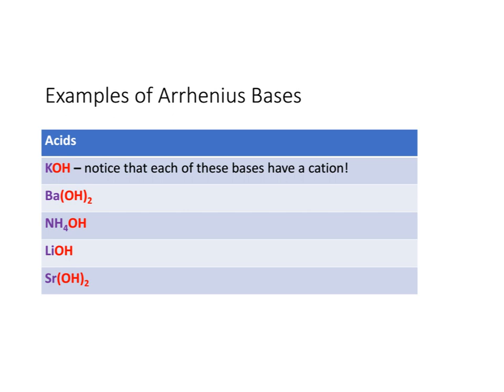Let's look at some examples of Arrhenius bases. Now remember, an Arrhenius base is a compound that dissociates into a cation and hydroxide ion. So here, in purple, we've denoted all the cations, and in red are the hydroxide ions. Some compounds, such as sodium hydroxide and potassium hydroxide, will only give you one hydroxide ion, whereas compounds like barium hydroxide and strontium hydroxide will dissociate to give you 2 moles of hydroxide ion for every 1 mole of the base.